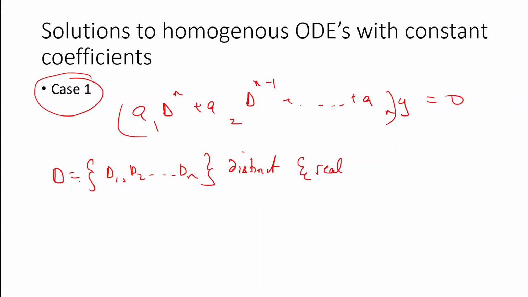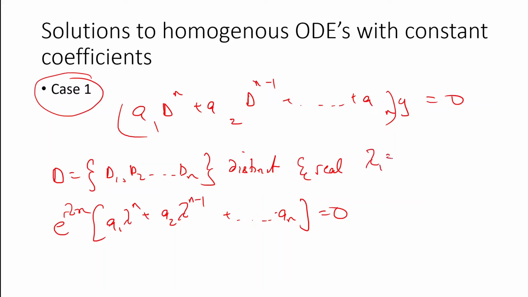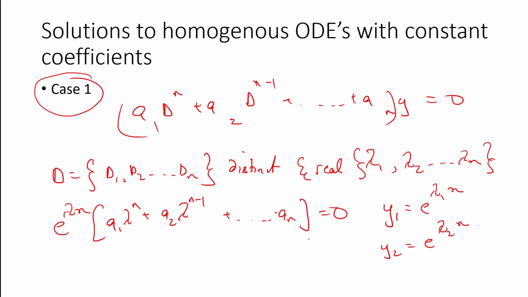Let's look at it from the previous way we solved, where we had rewritten, not in this annihilator form: e to the power lambda x (a1 lambda^n + a2 lambda^(n-1) all the way till an) is equal to 0. So now we will get some lambdas. We get lambda 1 is equal to something, so we get solutions lambda 1, lambda 2, lambda n, don't we? So we get the solutions: y1 is equal to e to the power lambda 1x, y2 is equal to e to the power lambda 2x, yn is equal to e to the power lambda nx.